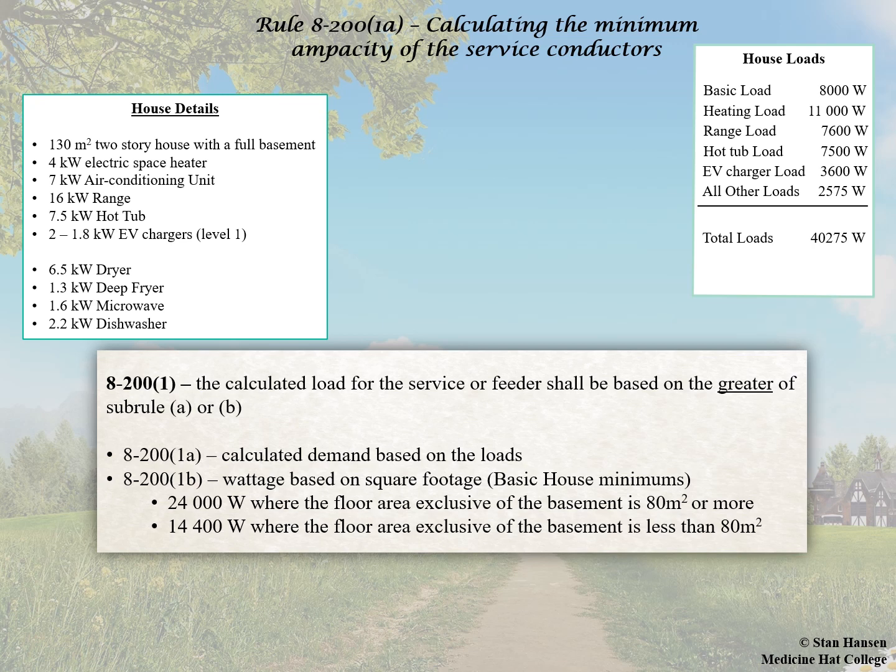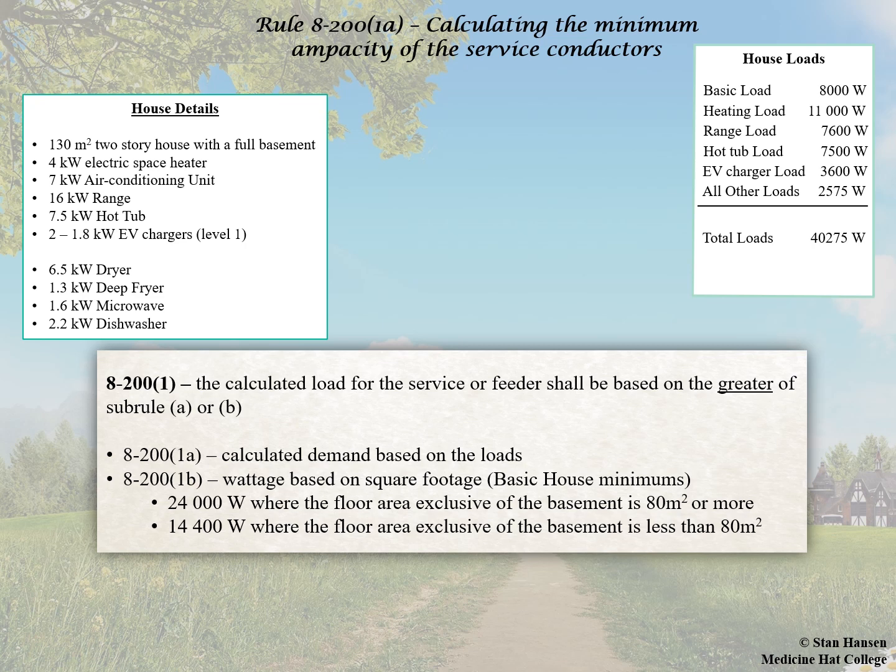Since our house is 130 meters square per floor, we have 260 meters above the basement. Therefore, the smallest possible service that we could put on this house is 24,000 watts. What we need to do is compare part B at 24,000 to part A, which is 40,275, and choose the larger of the two values. And this is the load that we're going to use in order to calculate our minimum calculated ampacity.